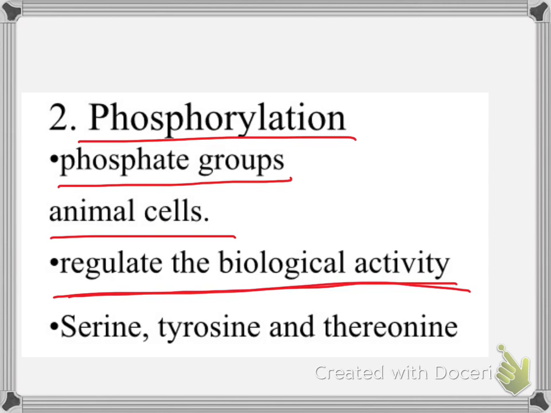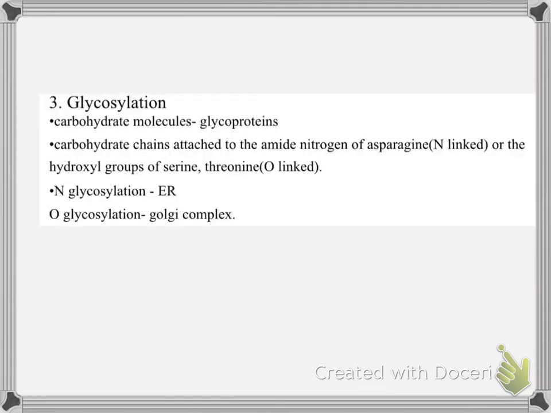These are the amino acids which undergo phosphorylation in animal cells: serine, tyrosine and threonine. Next one is glycosylation.